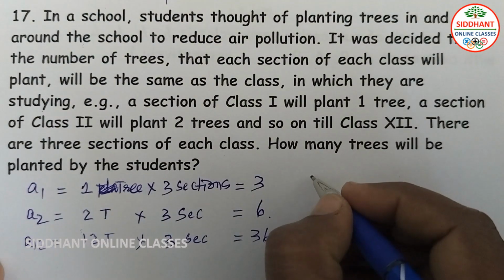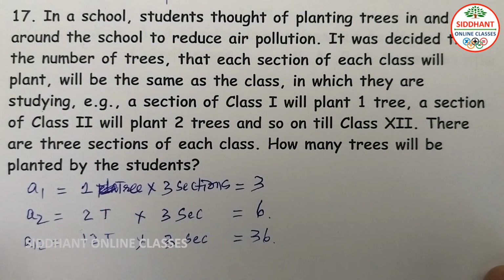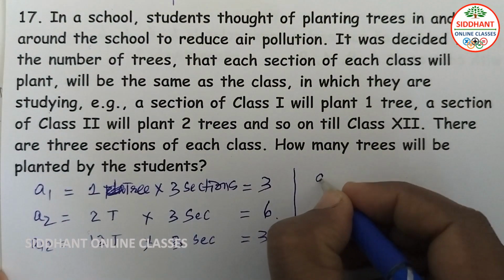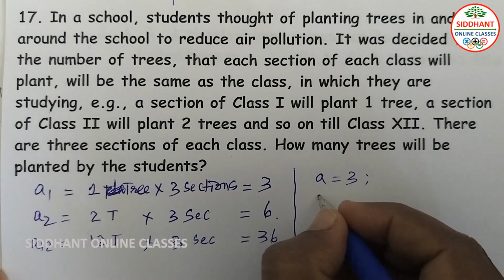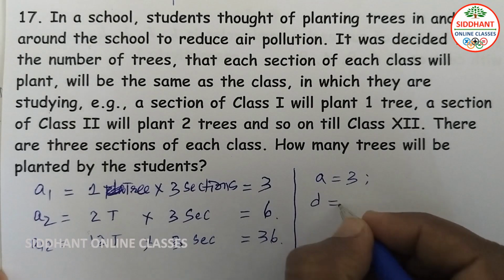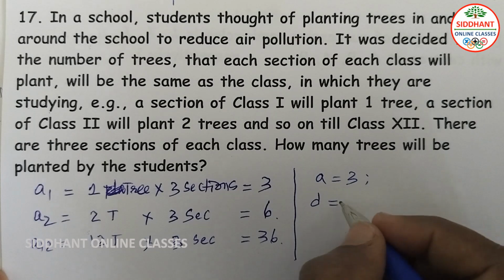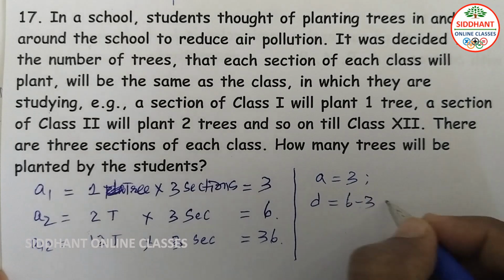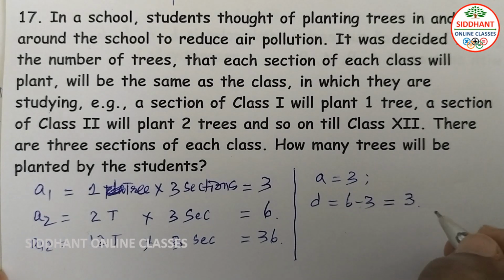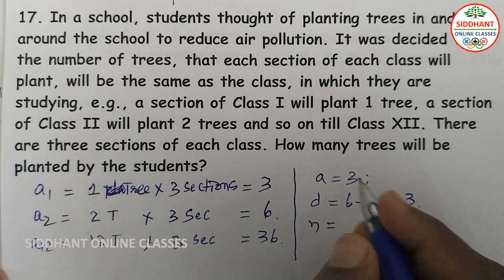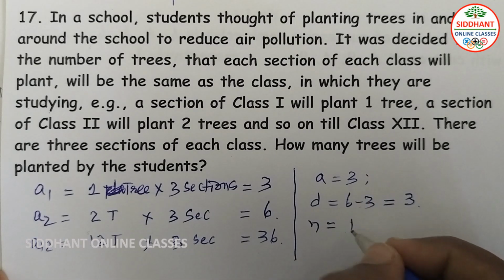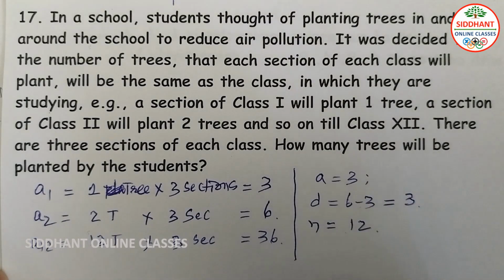So here the data given here: A value is 3, D is the difference, which is 6 minus 3, that equals 3 here, and N is given as up to the 12th class, that means N is 12, and we are going to find out the sum here.